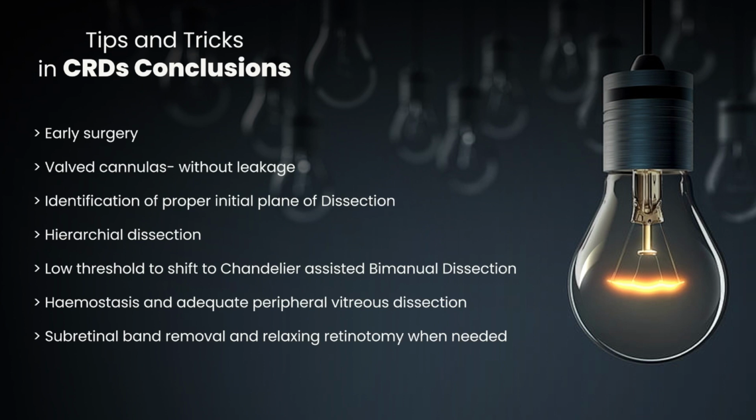To name a few, early surgery in diagnosed cases of CRD to prevent possible PVR changes, valve cannulas to prevent bullous detachment intraoperatively, hierarchical dissection with identification of plane, a low threshold to shift to chandelier-assisted bimanual surgery, and fluid-fluid exchange to decrease the turbidity of the subretinal fluid for faster settling of the detached retina are take-home points.